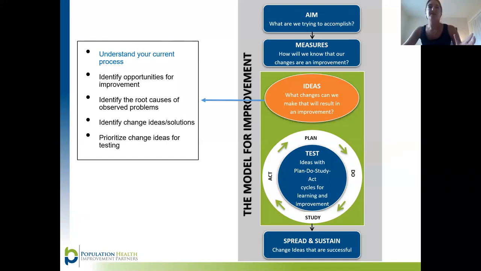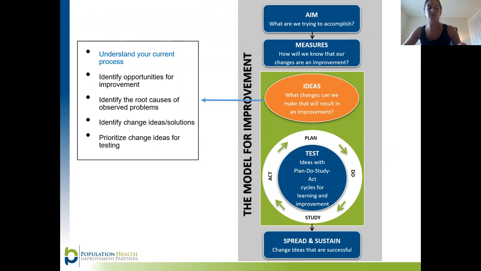So today we are going to dive a little bit deeper into this ideas bubble because, again, like I mentioned, most of you are at a point where you really are trying to decide what intervention to test. And in order to do that, first, it's important that you understand your current process. And then, of course, you have to use that understanding to identify opportunities for improvement. And then you have to look at those areas that you identified for improvement and try to figure out the root causes of the problems that you're observing. And then you get to move to the fun part of actually identifying those change ideas and solutions before you prioritize them to figure out what intervention specifically you want to test.